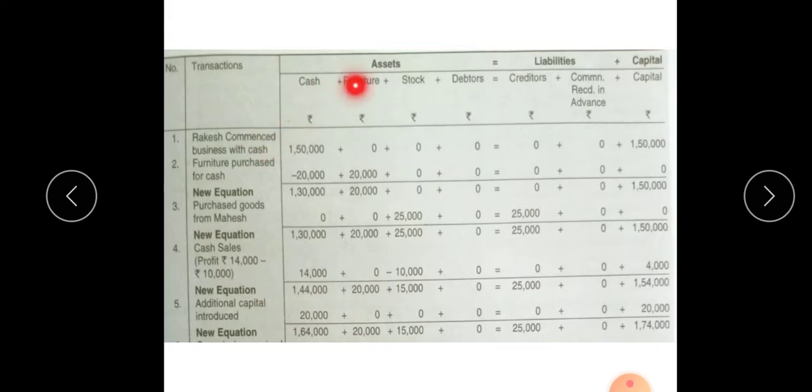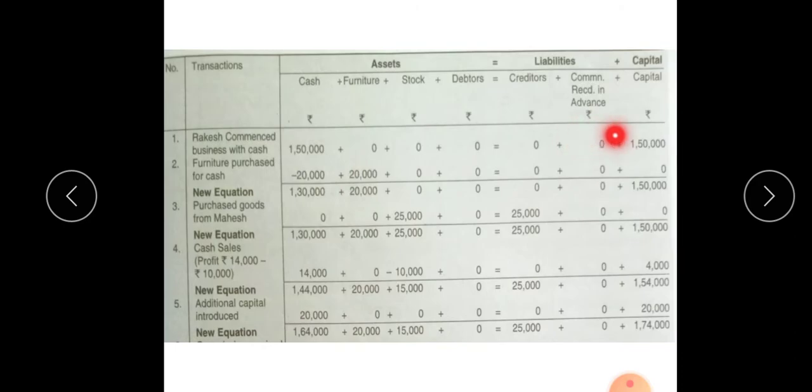So write one more column next to cash, furniture, and below that you add 20,000 rupees. Furniture is increasing by 20,000, and the second effect is on the same side, asset side, cash will reduce by 20,000 rupees. So the balance left in cash is 1,30,000, furniture 20,000. So the total of asset side is 1,50,000.